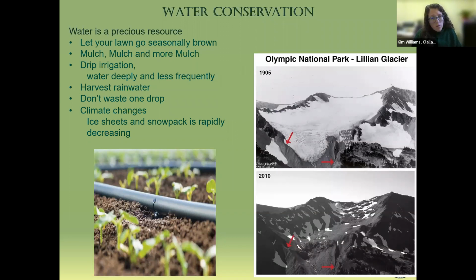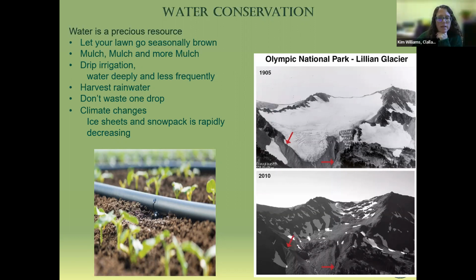Really easy to mulch. And we do advocate for drip irrigation like this right down here. And that helps to save water and just really helps to get the water only where you need it. We just ask that you don't even waste one drop of water. Like it's to that point.